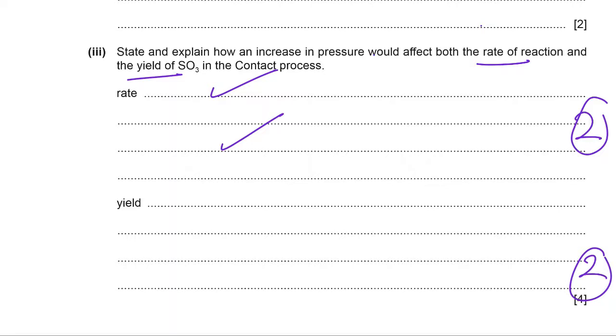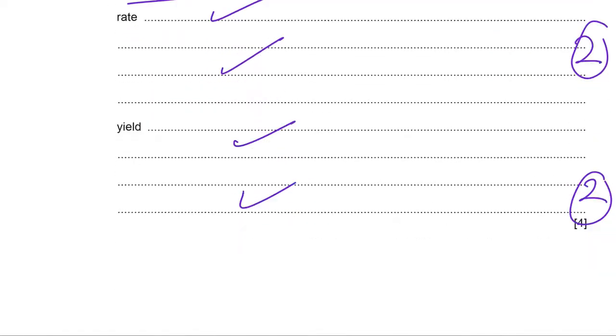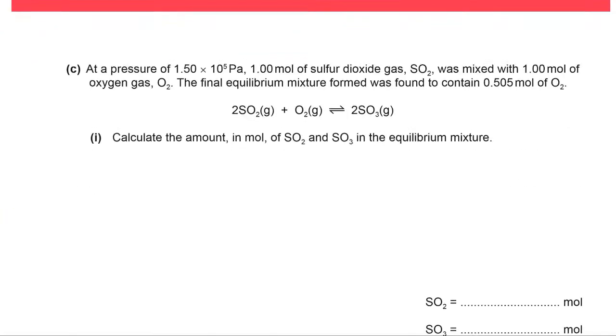If you have a look at the reaction, you have 3 moles. The yield will increase. Why? Because the number of moles on the reactant side is more than the number of moles on the product side. So increasing the pressure, according to Le Chatelier's principle, the reaction will shift to the right, so more product, and the percentage yield will increase. Here you will see the full answer in the mark scheme, but I'm explaining the main points.